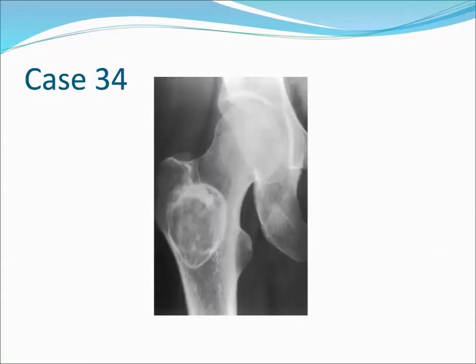Case number 34, monostotic fibrous dysplasia. Another example of proximal femur involvement that shows a lytic lesion with a thick sclerotic border reminiscent of a chronic infection. This is characteristic of fibrous dysplasia in the hip. No periosteal reaction.